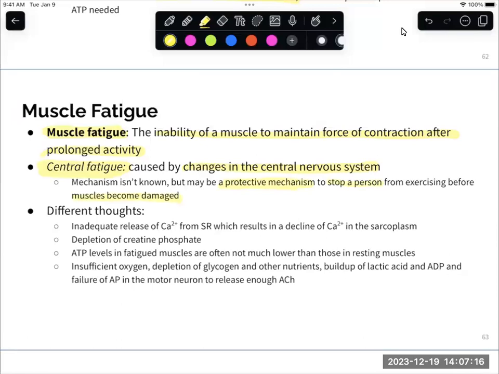We don't know for sure what causes muscle fatigue. Maybe not enough calcium, depleted creatine phosphate. ATP levels in fatigued muscles are not much lower than those in resting muscles, which is kind of interesting. Maybe not enough oxygen. You've depleted all your glycogen stores. All your nutrients are gone. Too much lactic acid and ADP. Failure of that action potential. Failure of that acetylcholine release. There's a lot of different thoughts behind what causes muscle fatigue, but we're not really sure.